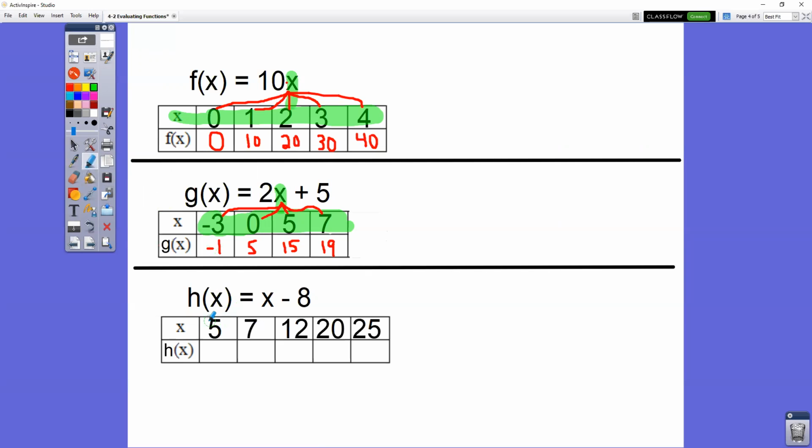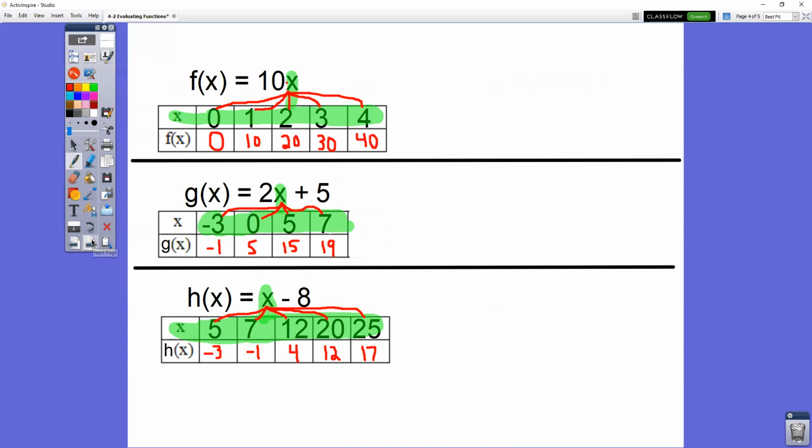So this one's actually a little bit easier because when we go to sub in our x values, there's no multiplying in this one, all right? We just have whatever your x value is minus 8. So we have 5 minus 8, which is -3. We have 7 minus 8, which is -1. We have 12 minus 8, which is 4. We have 20 minus 8, which is 12. And we have 25 minus 8, which is 17. So we're just taking these numbers for x and subbing them in.